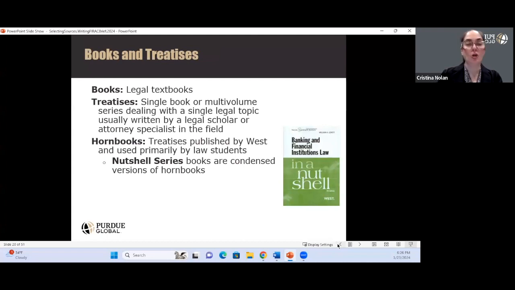Books and treatises. Books are legal textbooks. Treatises, I loved treatises in law school because if you needed special knowledge on a particular subject, you would go to the treatise and it would basically spell it out for you. Horn books were also very useful, and nutshells. These are resources that law students use a lot.